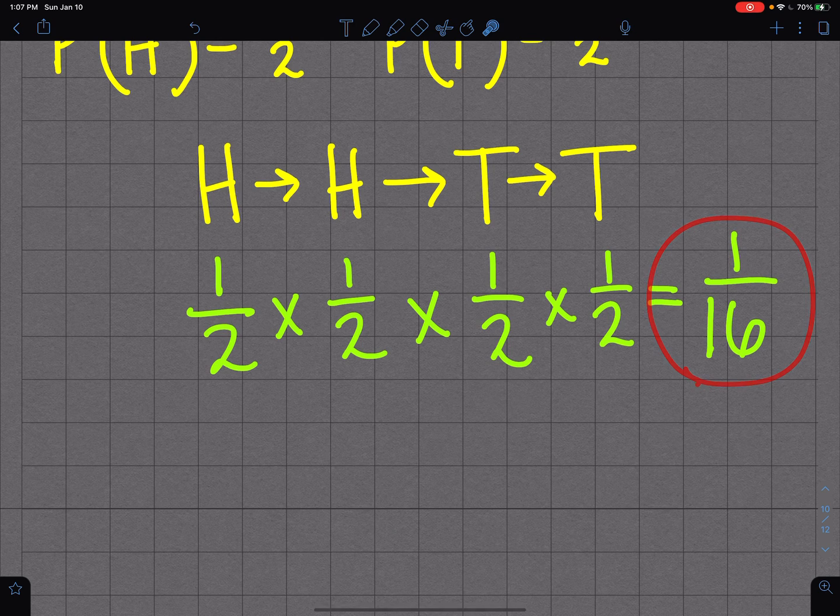Because there's a lot of other things that could happen, right? Maybe there could be a tail right there or a head right there that would mess it up, right? So you'd have to do it again. If you do it 16 times, you're likely to have it happen 1 time. That's what that is saying.